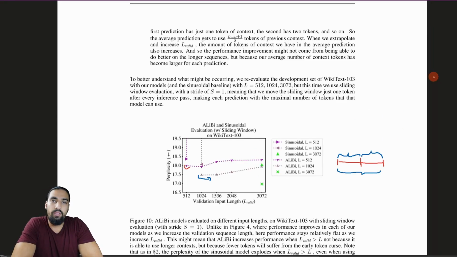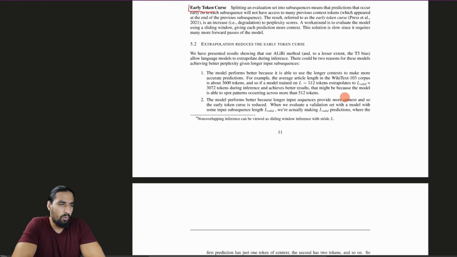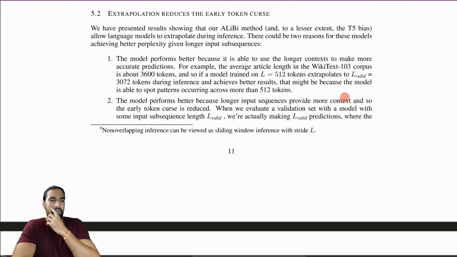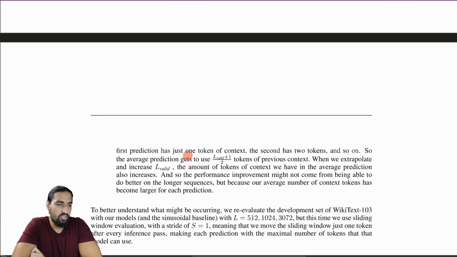So they have a couple of hypotheses for why these models are actually performing better on longer input sequences when they're doing these non-overlapping inference. And they accepted that this second one makes more sense. So the model performs better because longer input sequences provide more context, and so the early token curse is reduced. When we validate a validation set with a model with some input subsequence length L valid, we're actually making L valid predictions, where the first prediction has just one token of context, the second has two, and so on. So the average prediction gets to use this many tokens of previous context.